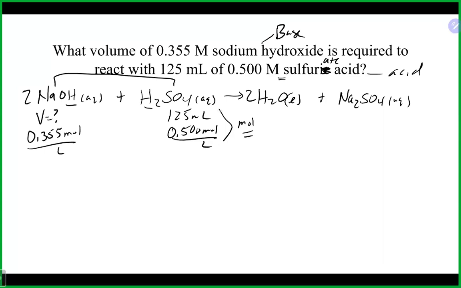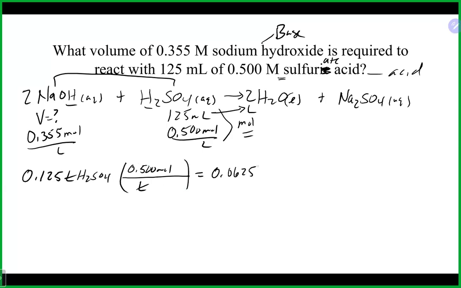Once again, we do need to take our volume to liters. So we're going to divide by 1,000. That will give us 0.125 liters of H2SO4. We will use our molarity here as a conversion factor, 0.5 moles per liter. Our liters are going to cancel, and we will end up with 0.125 times 0.5. We'll end up with 0.0625 moles of H2SO4.